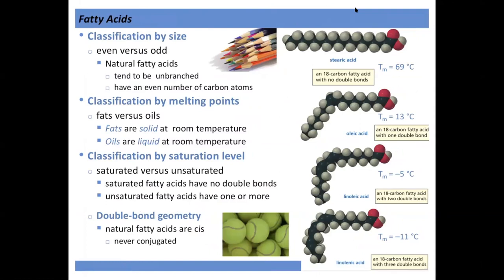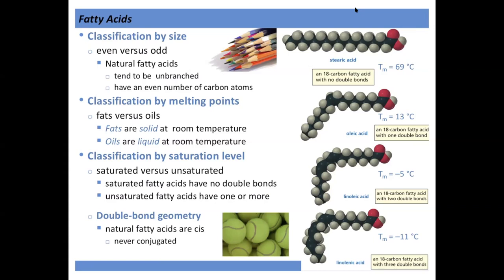And they're classified by their size, the number of carbons that they have, even versus odd. So most natural fatty acids tend to have an even number of carbon atoms because they're built up by addition of 2 carbon units, and they tend to be unbranched. We classify them by melting points. So fats tend to be those that are solid at room temperature, and oils are those that are liquid at room temperature.